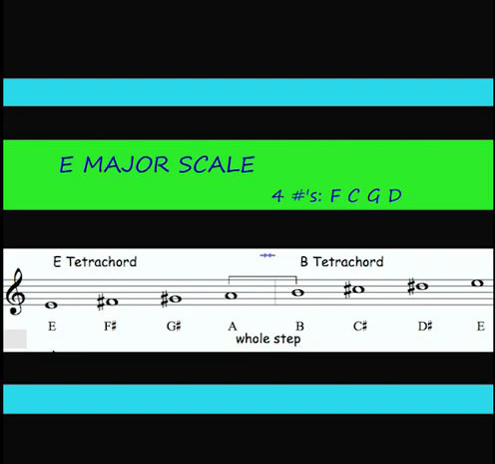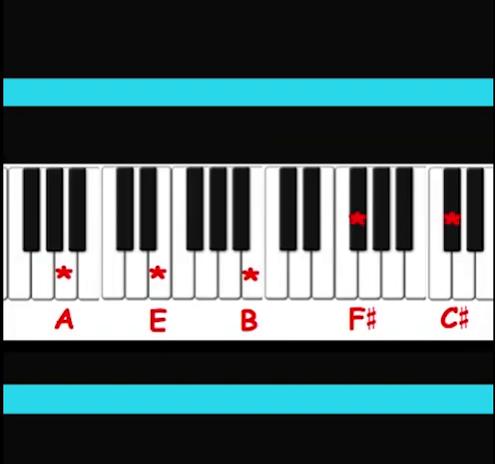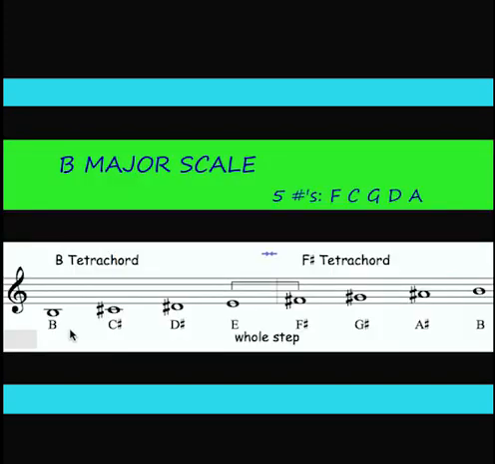E major scale consists of the tetrachord of E and B. It has 4 sharps. Perfect fifth above E is B. It's also the upper tetrachord to E. So B scale has got 5 sharps. So everything's sharp except for 2 notes, which is E and B.